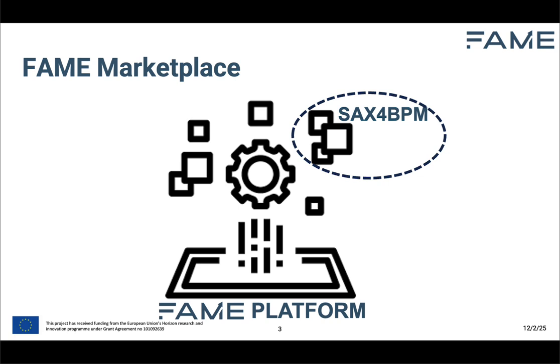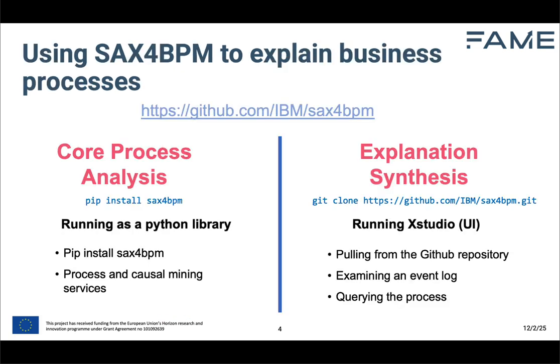FAME uses innovative technologies such as explainable AI and situation-aware explainability to provide transparency and build trust. In this tutorial, we present the SAX4BPM tool, developed in the project and released as an open-source Python library. SAX4BPM is a novel tool that provides an easy and intuitive way to generate explanations about business processes.